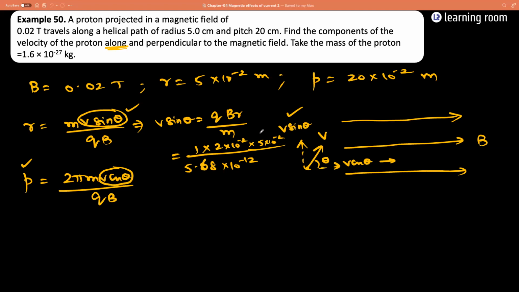Sir, so V cos theta is responsible for translational motion, and V sin theta is for circular motion. Yes, correct. So this part, I hope you guys can calculate it, right?